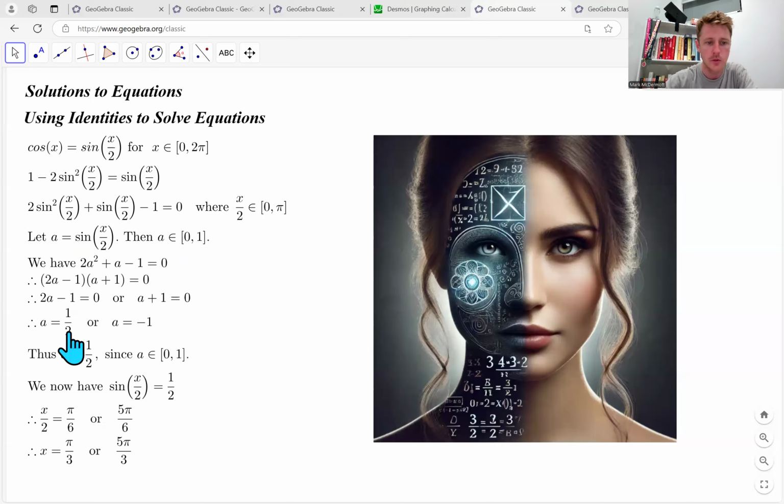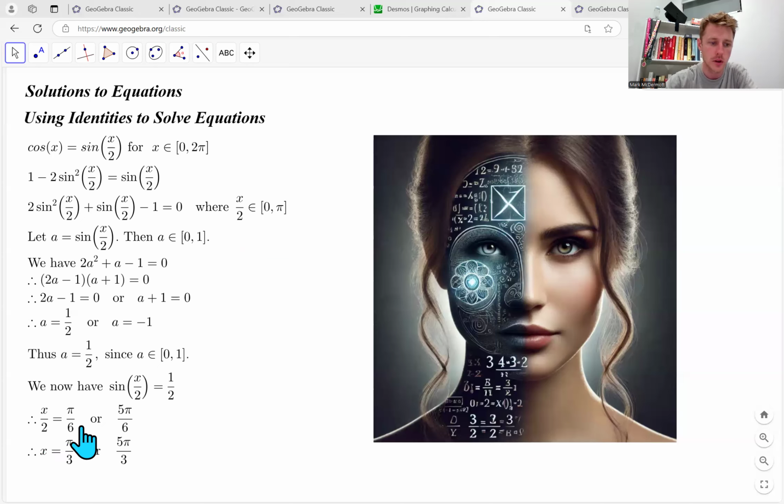All right, you get a equals 1/2 or a equals -1. Okay, a equals -1 we need to recognize is outside this domain. It's outside the constraints we've placed on a. So thus a equals 1/2. And since a is between 0 and 1, we have that sine of x on 2 equals 1/2. And then that's just solving a trigonometric equation.